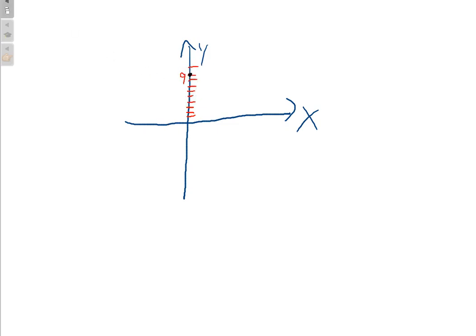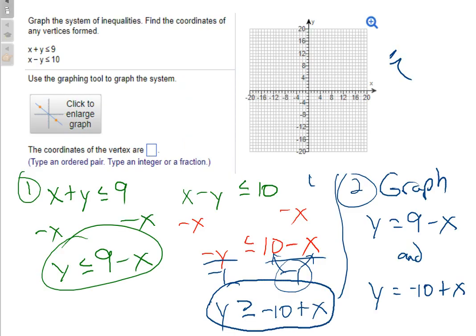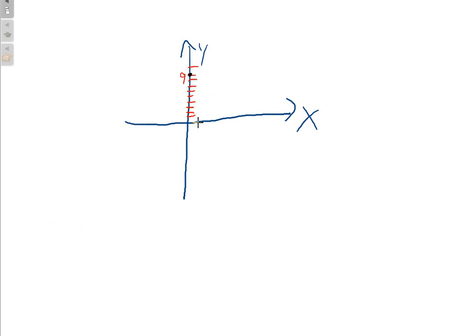And then the slope, if we go back, is -1. So we're going to go down 1 and to the right 1. Let me mark the 1 down here. So down 1 to the right 1 would be right here. And then we'll connect those two points with a straight line.